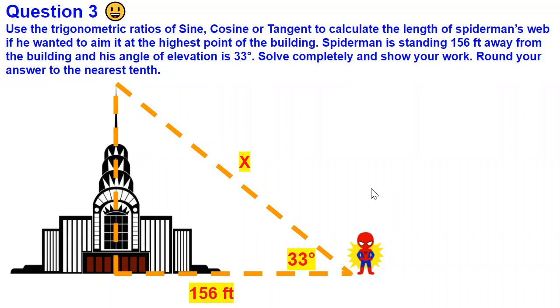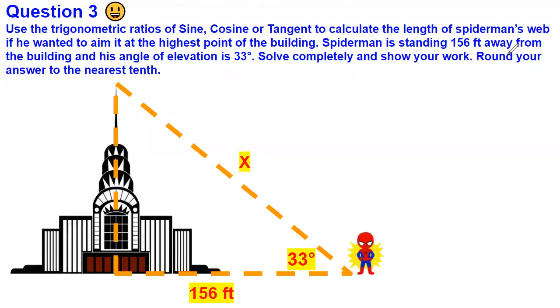He shoots his web at the highest point of the building, and he wants to know how long his web is going to be, right? He uses geometry. I hope he uses Euclidean geometry. I know he does. There are different types of geometry. Did you guys know that?